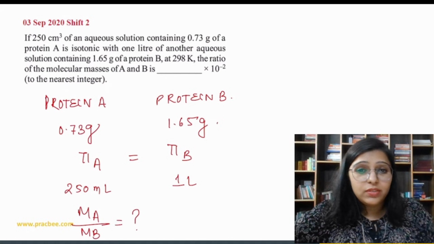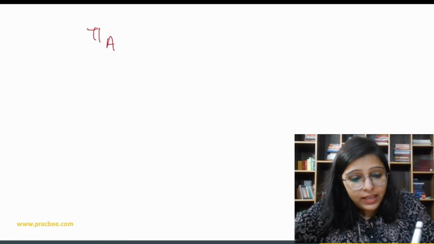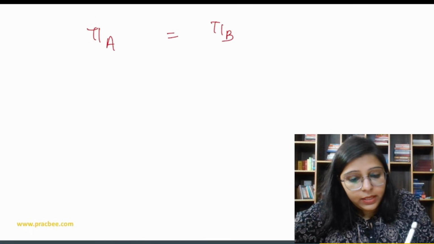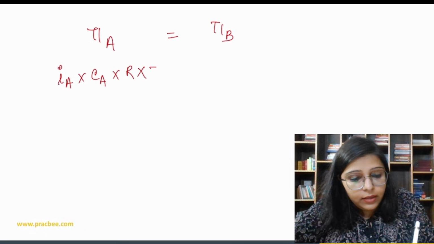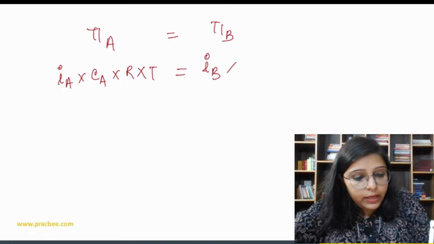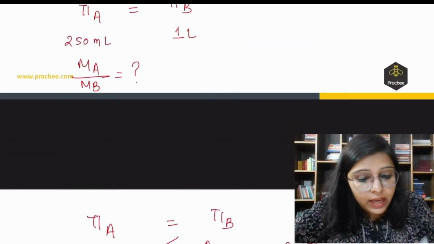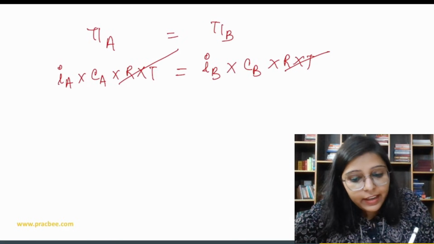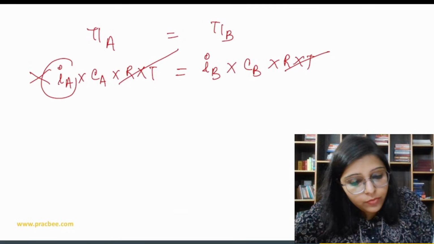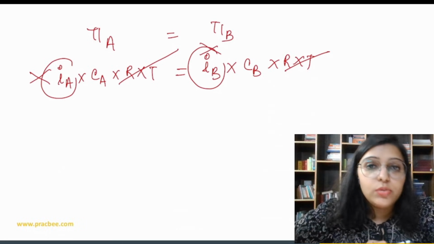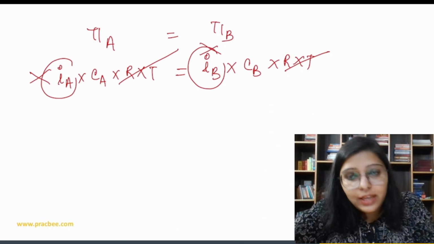So how to solve this? See, pi A is equal to pi B. It means iA into Ca into RT is equal to iB into Cb into RT. RT cancel out. So here we are not going to consider iA. No consideration for iA because protein does not dissociate. Okay, so Ca is what?